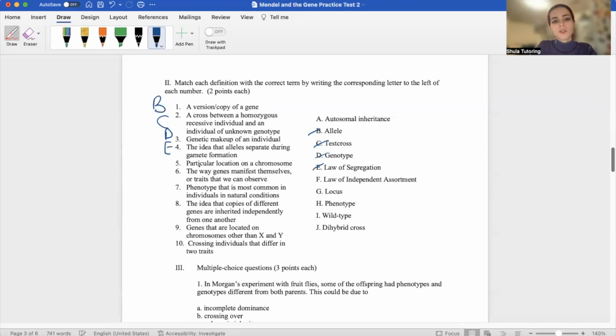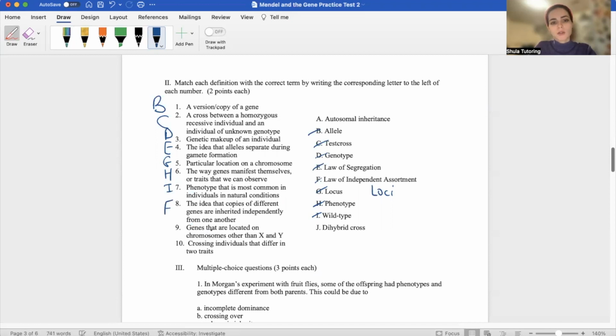E. Particular location on a chromosome, that's called locus, and plural would be loci. The way genes manifest themselves, or traits that we can observe, that's phenotype. Phenotype that is most common in individuals in natural conditions, that's called wild type, right? So in Morgan's experiments, that's the word that you'll come across very, very often. The idea that copies of different genes are inherited independently from one another, and that's the law of independent assortment.